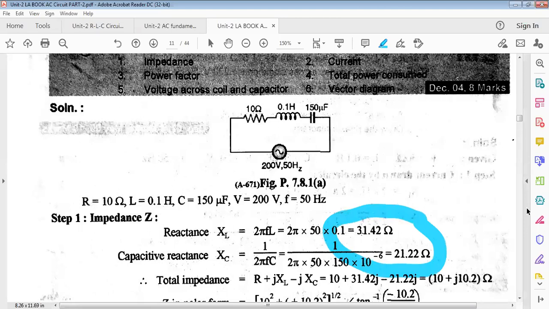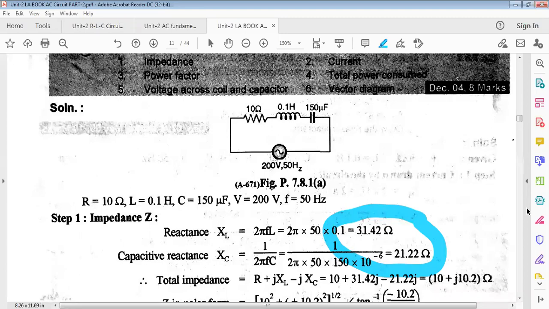More inductive. Very good. More inductive, right? Because XL is greater than XC. So what do you think? Total current will lag or total current will lead total voltage? More inductive, so total current will lag. Correct, very good. Total current will lag total voltage. So phi value you will get positive or negative? Positive. And Z, what is the formula for Z?